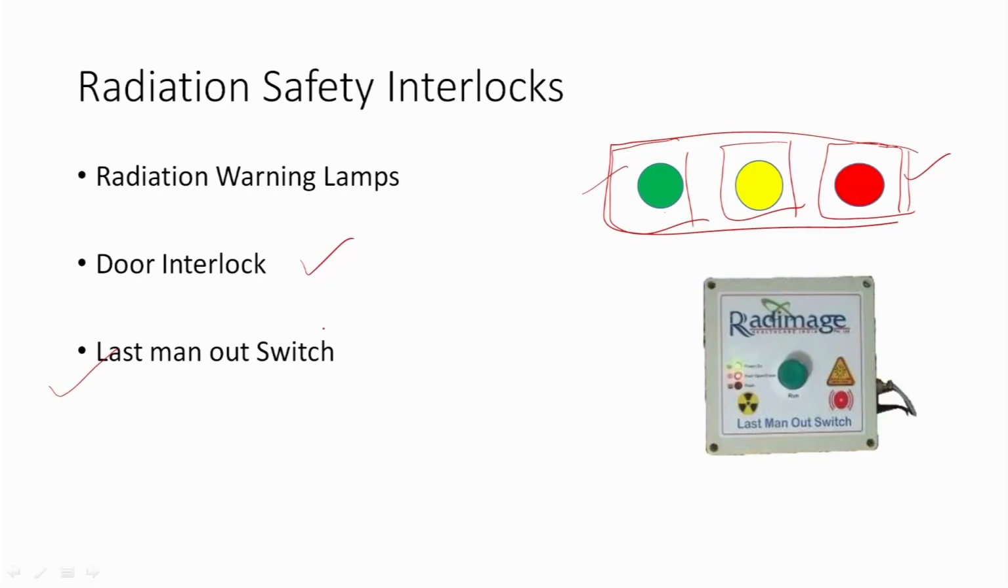In such a case, the person who is coming out last from the bunker has to press one button, which you can see here. This is the picture of a last man out switch. He will press the button. Once he presses the button, the circuit will be closed, and only then can the machine switch on the beam. All these three interlocks are interconnected with the console of the machine, or integrated with the electronic circuits of the machine. It means that if any of the interlocks fails, then the machine will not allow you to deliver radiation unless it has been overridden.